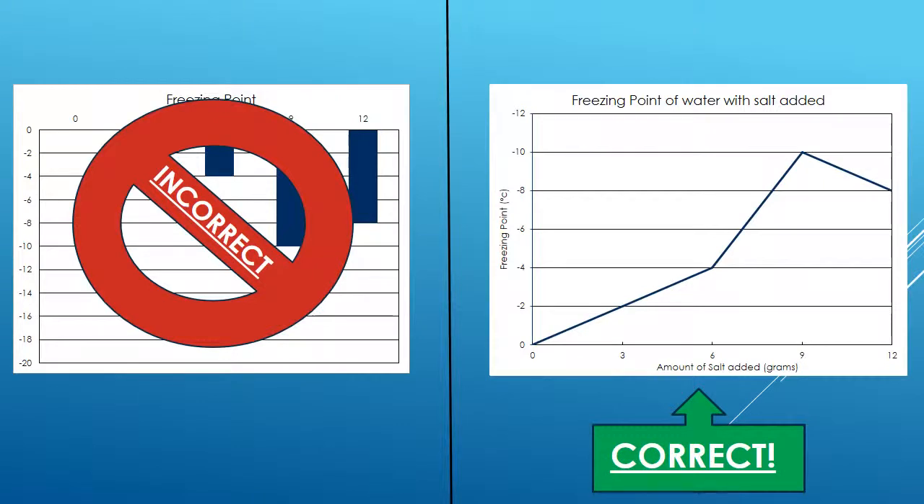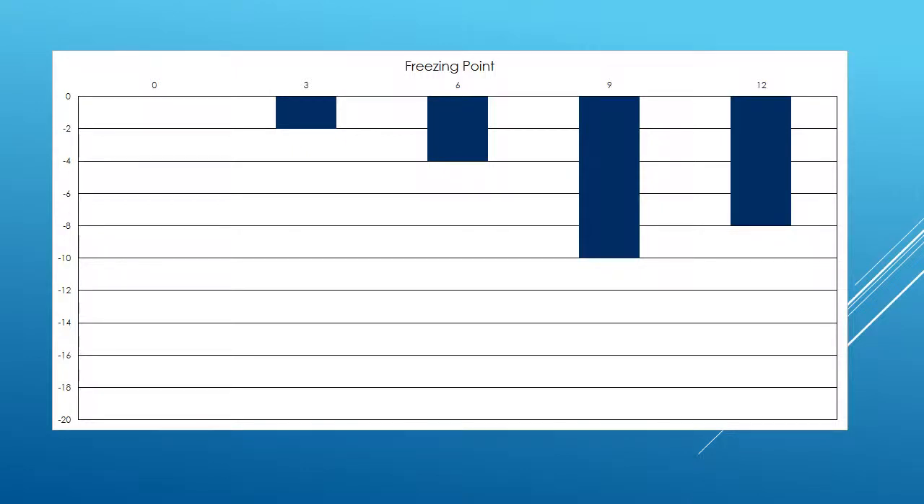Let's have a look at why. This graph has no axes labels on its horizontal x-axis or its vertical y-axis, giving no description of what its axes are representing. The title is also not descriptive enough. It simply says freezing point. Freezing point of what? Looking at this graph right now, I have absolutely no idea what it is about or what it is trying to represent.